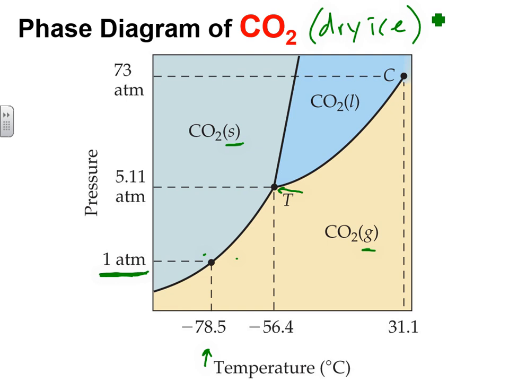However, if you want it to become a liquid, you have to increase the pressure to about 5 atmospheres. At about 5 atmospheres, it'll actually become a liquid. Anything higher than that, and it'll become a liquid. So if you want to get carbon dioxide to become a liquid, you have to have it under high pressure. And the higher the temperature, the higher the pressure you'll need.